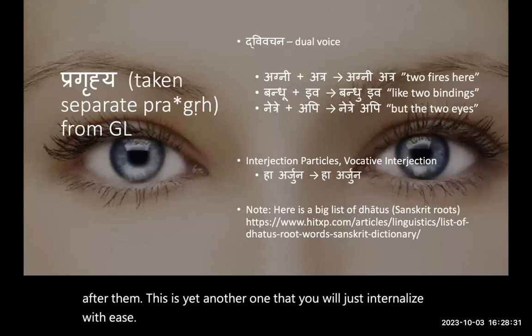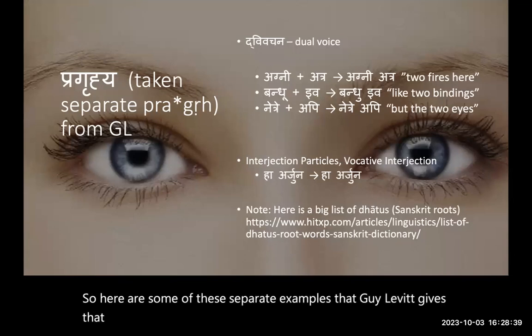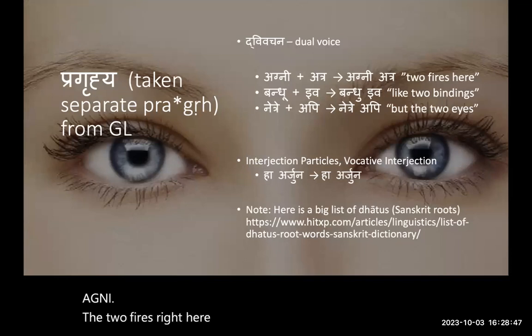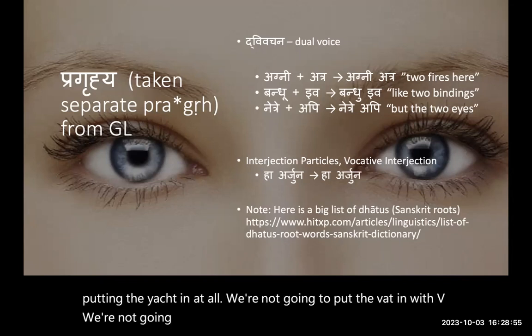Okay, so here are some of these separate examples that Guy Levitt gives that I think are really helpful. If you have two fires, it would be Agni. The two fires right here, Agni Atra. Here, you'll notice we're not putting the ya in at all. We're not going to put the va in with v. We're not going to take that retroflex re and make it ra.